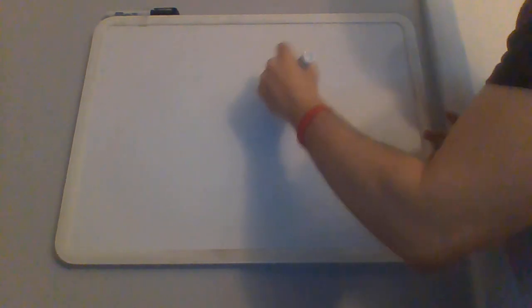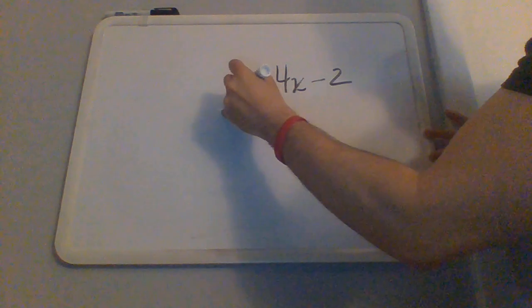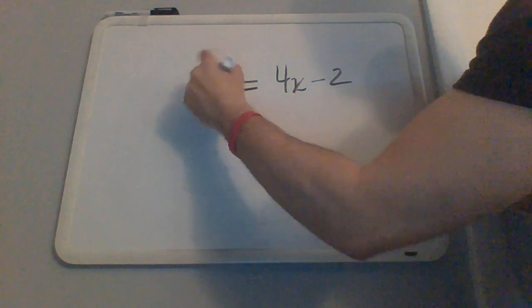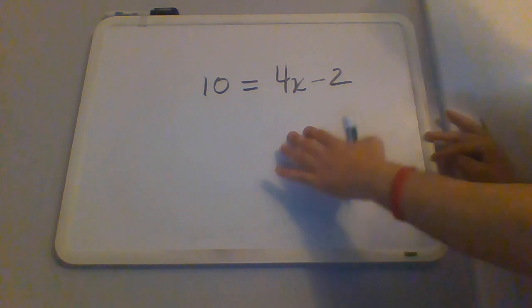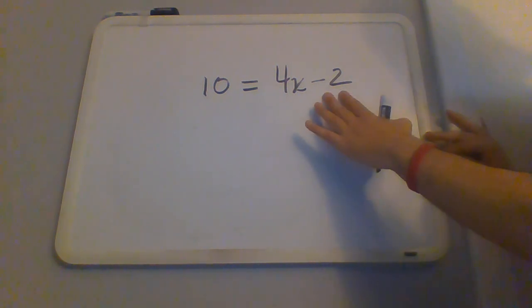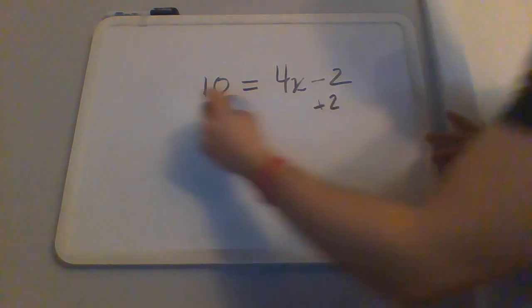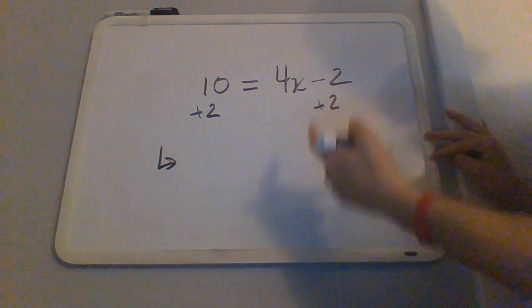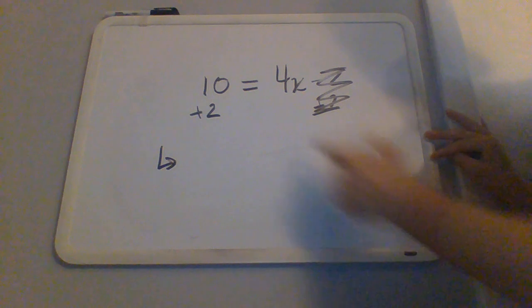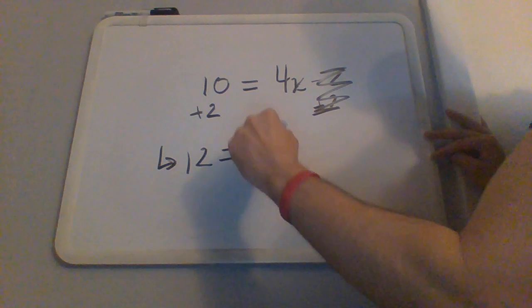Let's do another one. Let's do 4x minus 2, and we'll have it equal 10. So again, whatever's attached to the variable, you do that last. In this case, 2 is being subtracted on this side, so we're going to add it so that it cancels out. If we add 2 here and add 2 here, negative 2 plus 2 is 0, so it will cancel out. And that'll leave us with 10 plus 2 is 12 equals 4x.